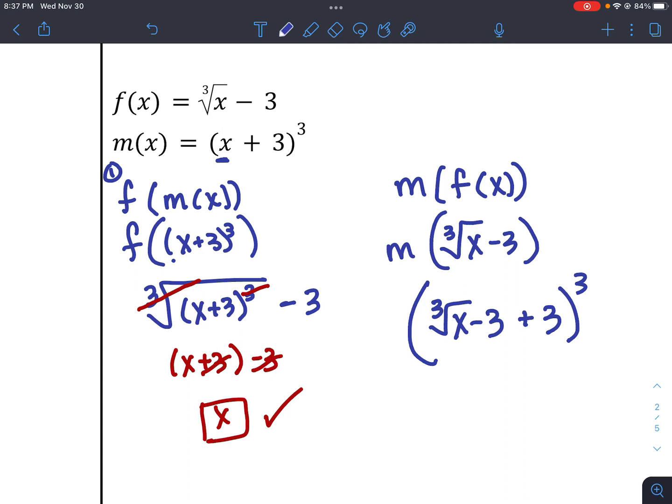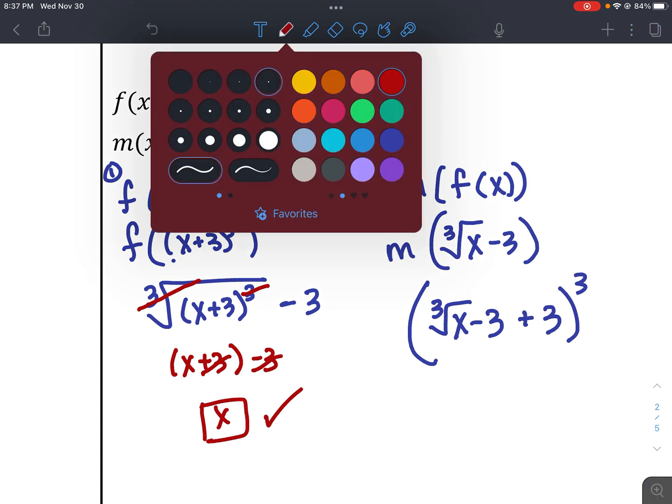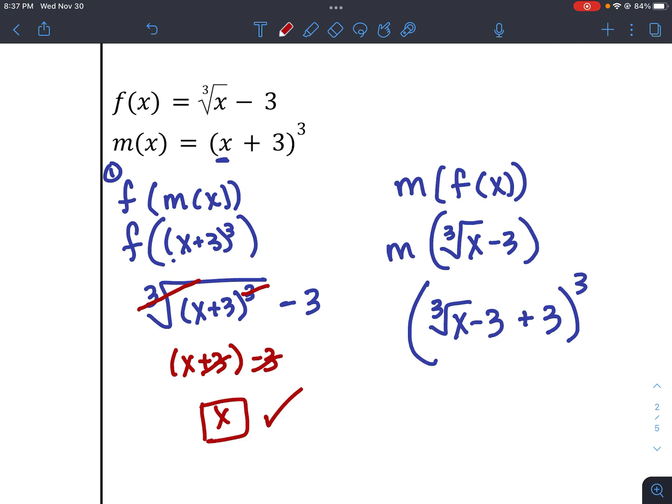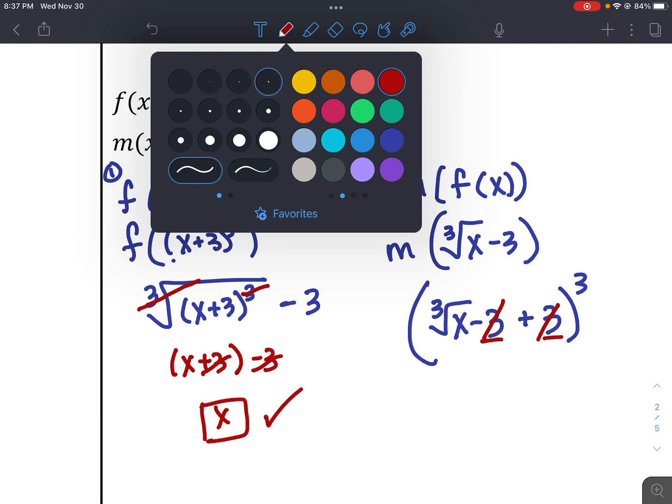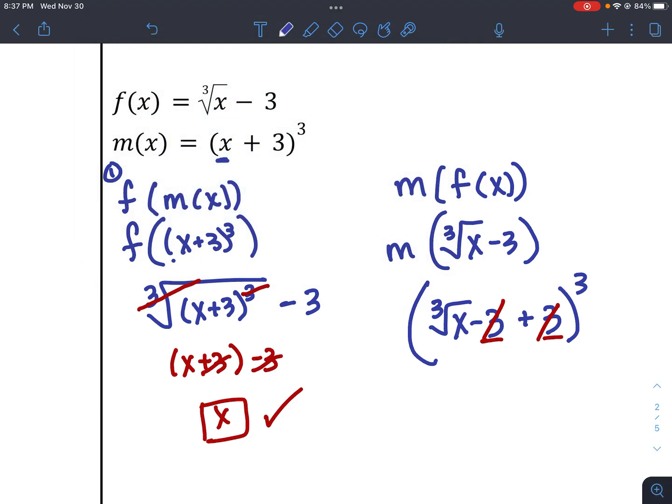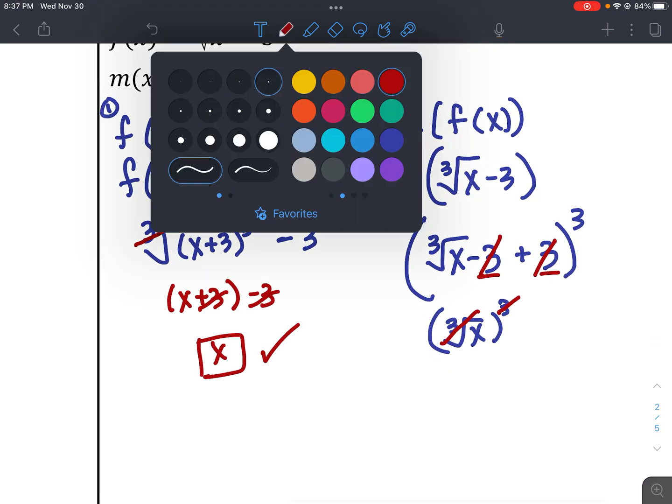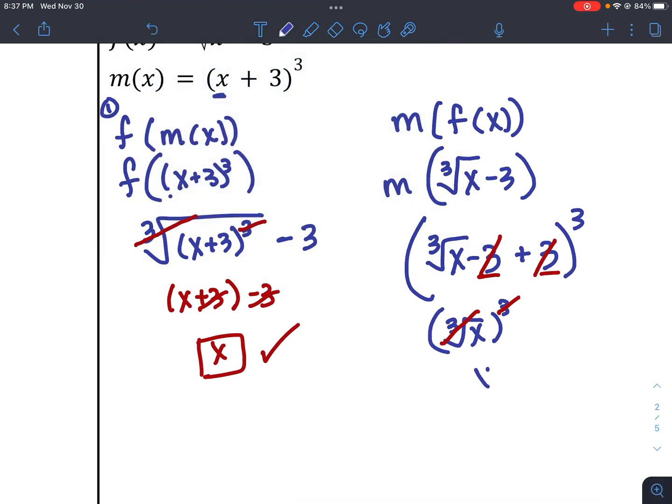cubed. Now, don't go all crazy trying to simplify. One thing at a time. Work with your parentheses. I have a minus 3 and a plus 3, so those two cancel out one at a time. So I have cubed root of x to the third. I can cancel a cube and a cube. So now I'm just left with x.